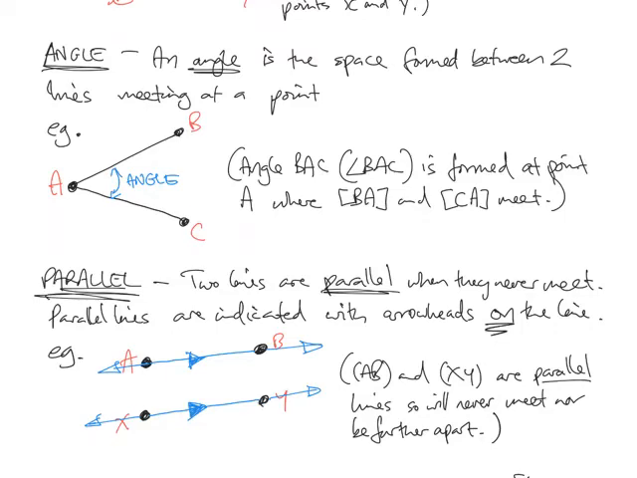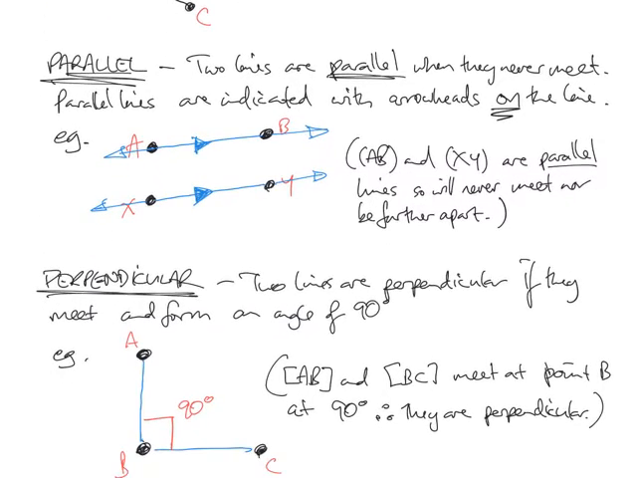So the angle BAC, B to A to C, which we can label like this, with a little beak here as a symbol for angle, is formed at the point A, where the line segment BA and the line segment CA meet each other. So the angle is that space between those lines, formed where they meet.